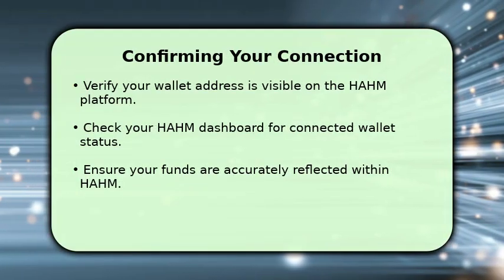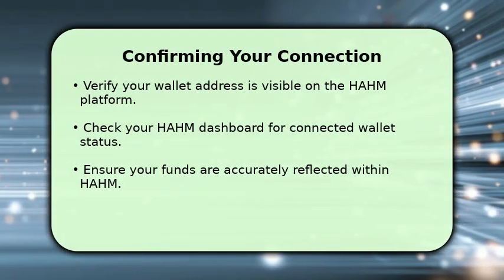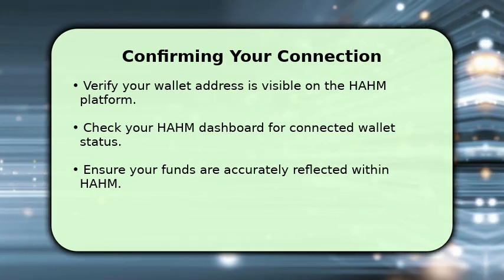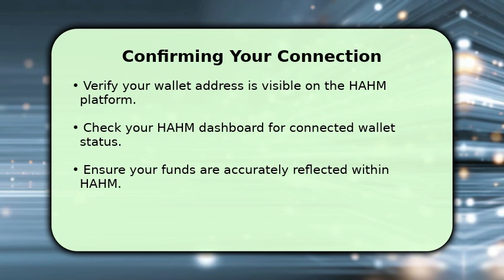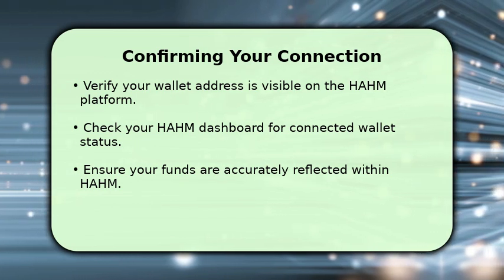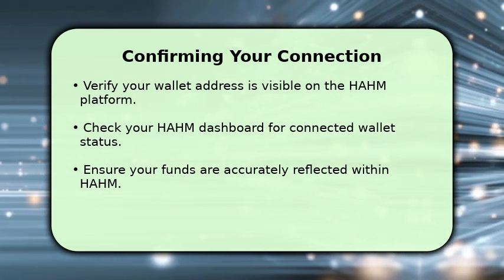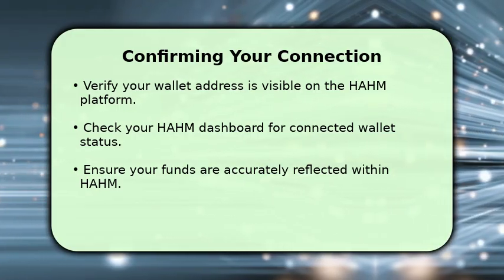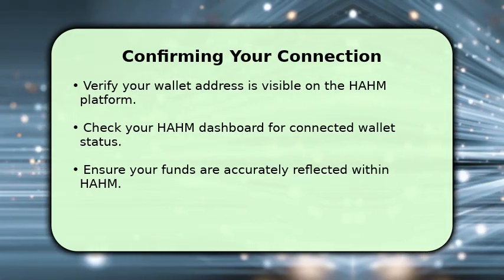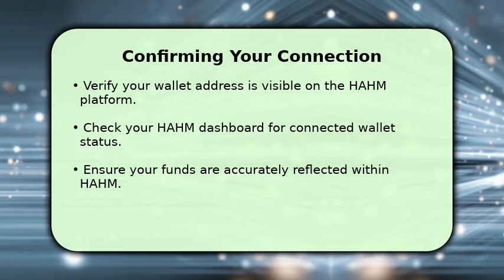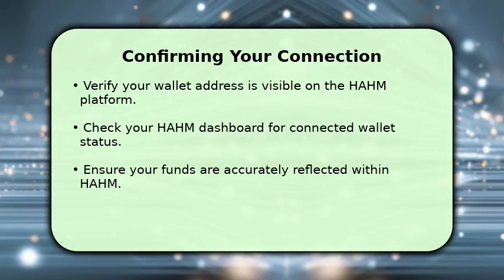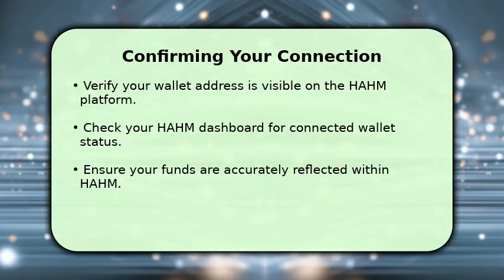Once you've approved the connection in Trust Wallet, return to the Hahm platform. You should now see your Trust Wallet address displayed, often in the top right corner where the Connect Wallet button previously was. Navigate to your Hahm dashboard or profile section to confirm the connected wallet status. Also, take a moment to ensure that any relevant funds or assets from your Trust Wallet are accurately reflected within the Hahm interface, indicating a successful connection.